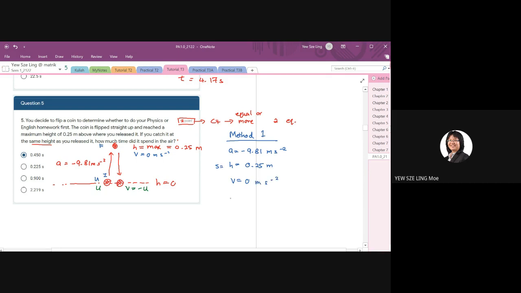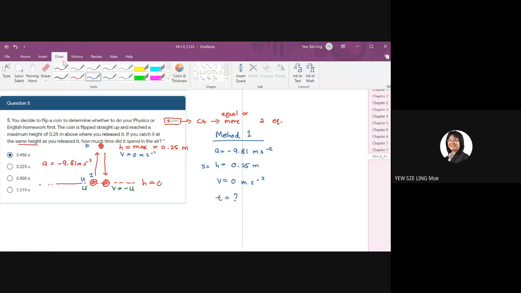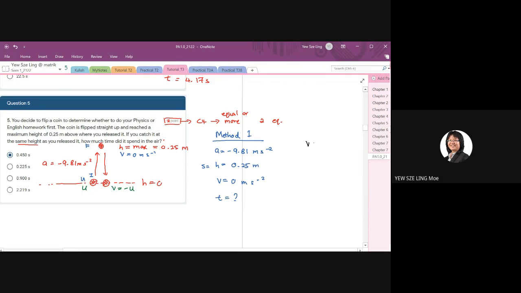Now I want to determine the value of time. Do I have any equation that consists of these 4 variables? Let's see. The 4 equations that we have in chapter 2 are v equals u plus at, v squared equals u squared plus 2as, s equals ut plus 1/2 at squared, and s equals 1/2 (u plus v)t. It seems like I don't have an equation that has a, s, v, and t together.